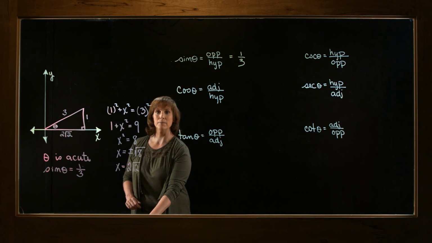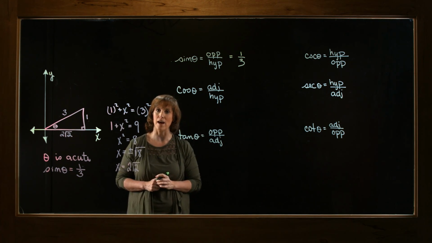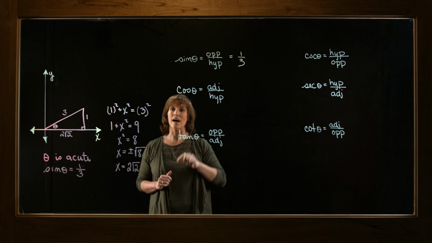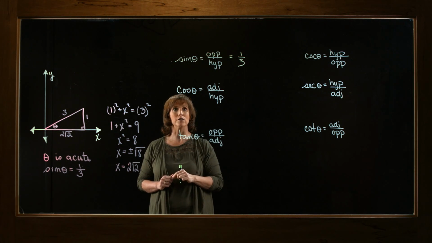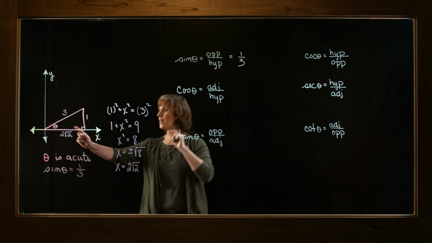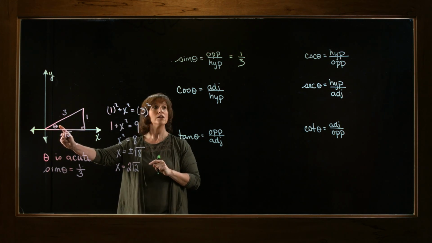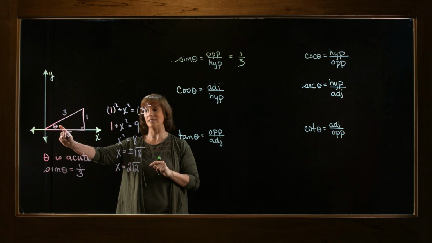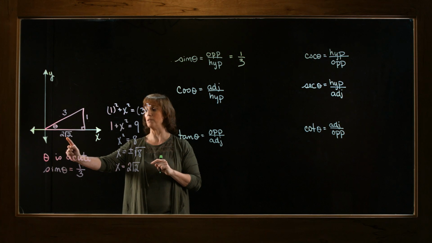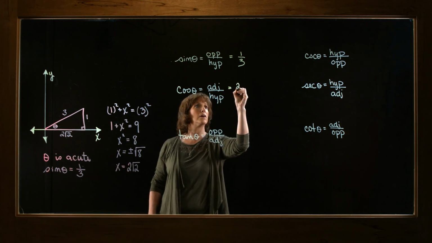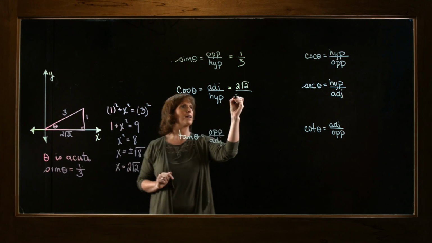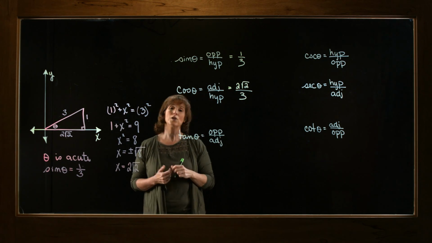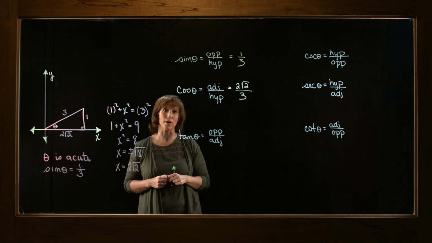All right, I think it's time to fill in all of my other trig function values. The cosine of theta is defined by the adjacent side over the hypotenuse. Now I'm taking the cosine of theta, so I need to refer to theta. So I'm looking at the adjacent side, which is the side next to it, and so that's going to be 2 root 2 divided by the hypotenuse, which I know is a 3. So the cosine of theta is 2 root 2 over 3.